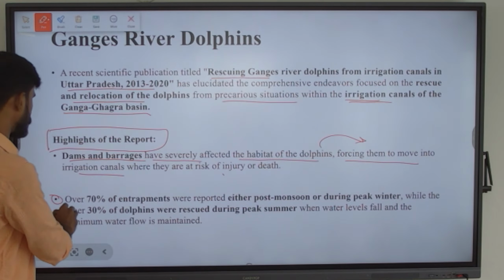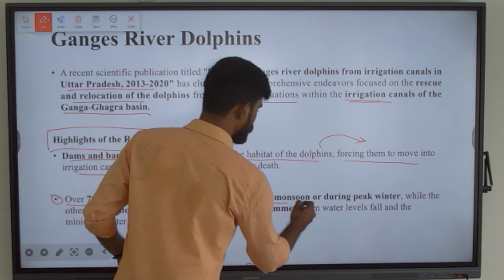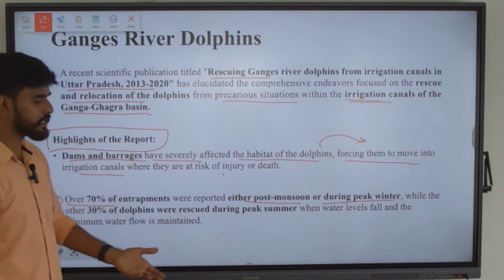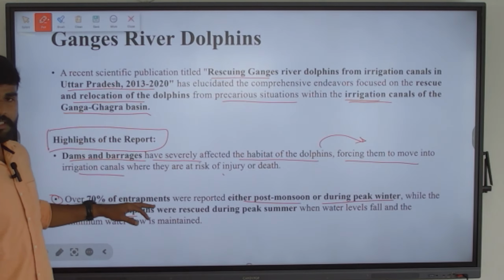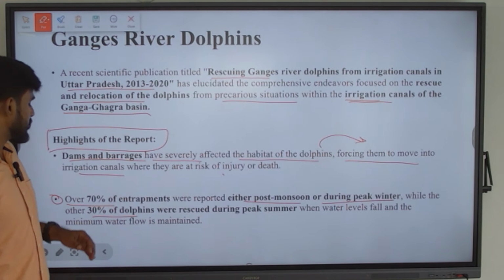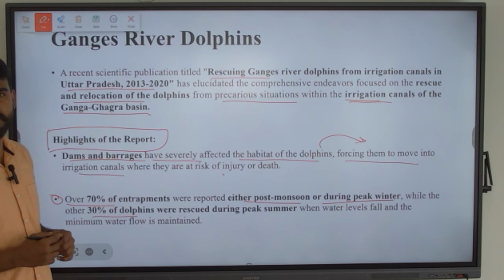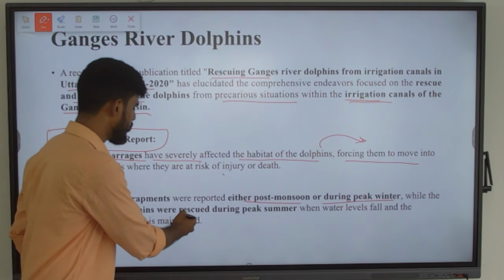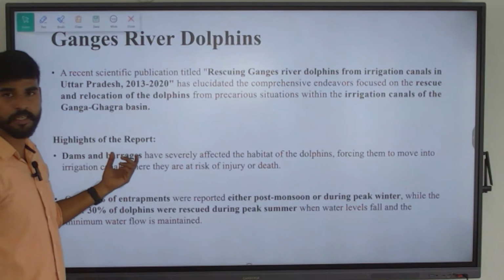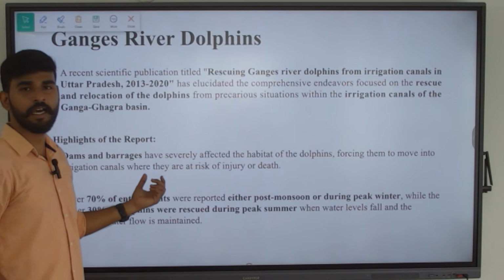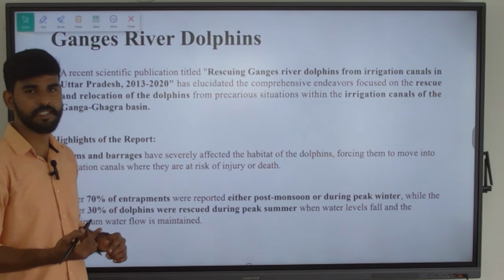These facts are also important: over 70% of entrapments were reported either post monsoon or during peak winter, while the remaining 30% of the dolphins were rescued during the peak summer. During the summer seasons the water levels will fall and there will be minimum flow in the river, so during those seasons also some rescue operations were there according to this report. So the problem here is dam and barrage construction, which forces Ganges River dolphins into irrigation canals where they are at the risk of injury and even death.